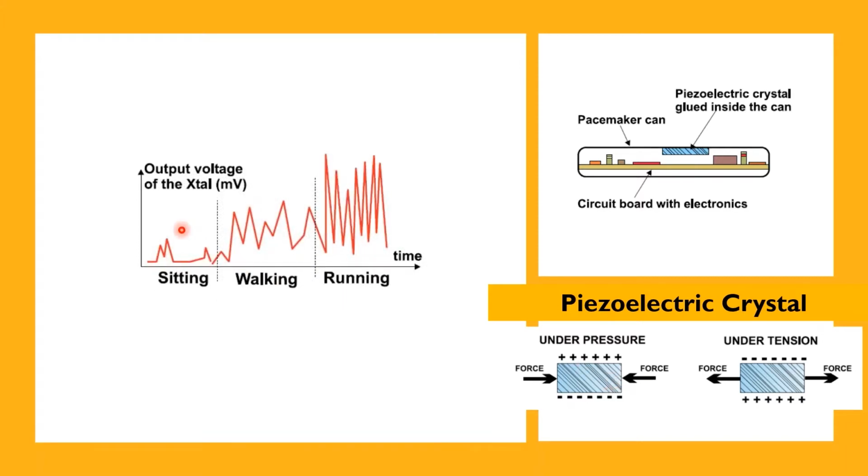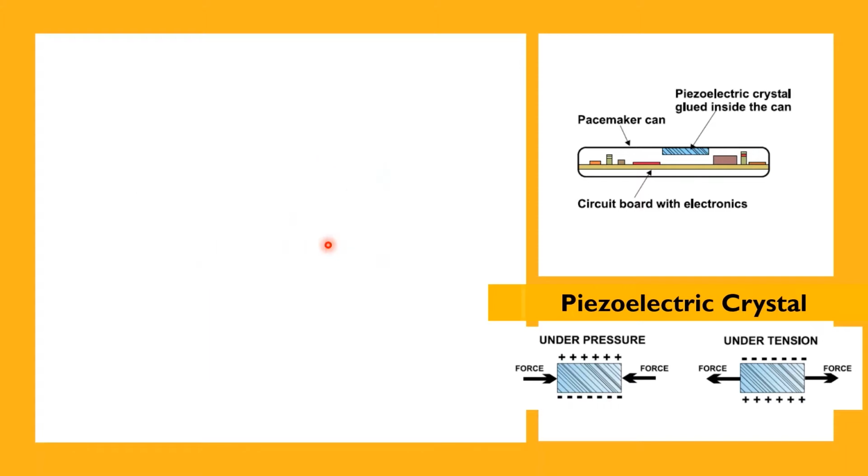For instance, if you are sitting, the output generated by these piezoelectric crystals will be fairly low in amplitude and frequency. But if you walk or run, then the amplitude and frequency will increase because the amount of mechanical stress on these piezoelectric crystals has changed. These voltages are then fed back into the algorithm within the pulse generator and generate a pacing rate increment as well.